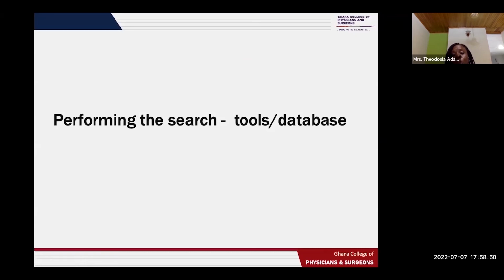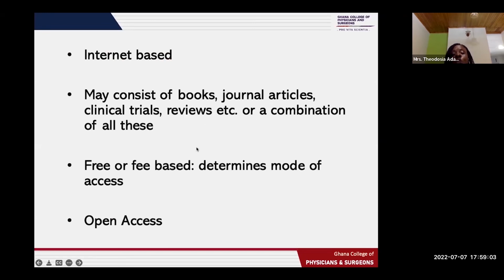The next thing we're going to look at is performing the search itself and the tools and databases that we can use in performing the search. Most of the tools and databases are internet-based, and they may consist of books, journal articles, clinical trials, reviews, etc., or a combination of all these. So these databases we are talking about have the literature that we need for the research that we want to embark on.